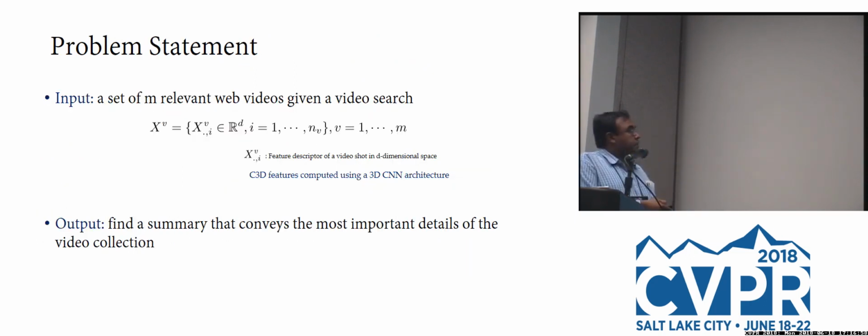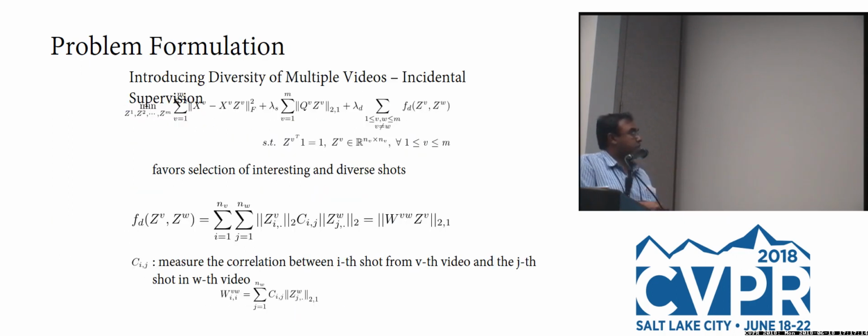So the problem statement can be represented in this way. I have M relevant web videos, and this relevance is an assumption that we are making. They can be represented in terms of their features, so I have a feature descriptor of this form. And the output is to find a summary that conveys the most important details.